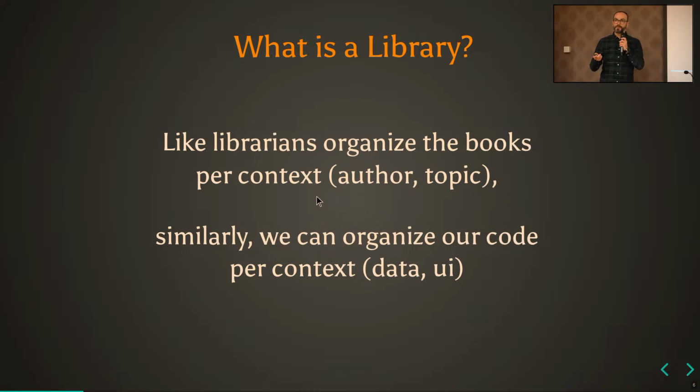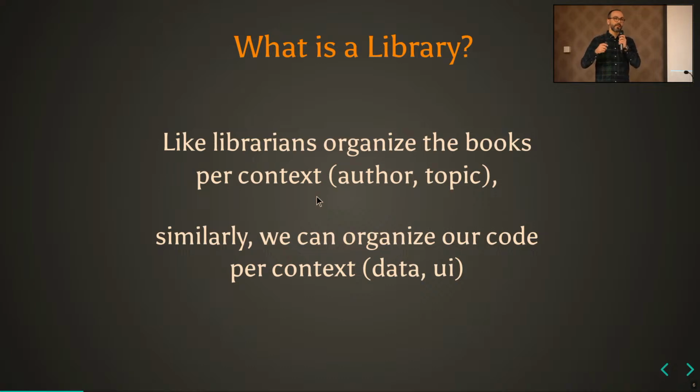So what is a library? Let's start with the following: if you ask a librarian, they will start telling you about how they organize the books. They organize the books per context, author, topic, and many more options. Similarly, as developers, we like to organize our code per context. Some contexts could be data and UI. If we follow the mental model of Nx, I think it's 80-20, this kind of ratio, which means that from our product, 80% of the code lives in the libraries, whereas 20% of the code is the application itself. This means that the application ends up being just a container, and all of the other code lives in the libraries.